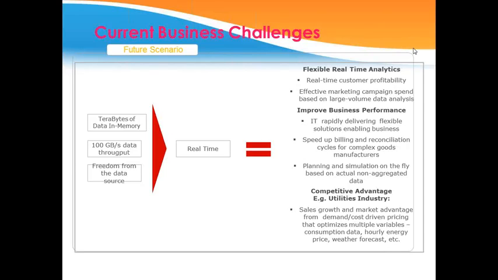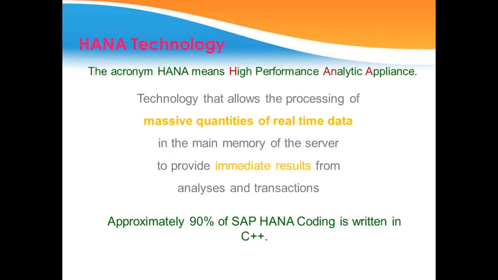So considering all these requirements, SAP came up with a new product called HANA, addressing the issues we have seen in terms of data size, data processing throughput, calculation speed, and supporting different data sources. But there is a lot inside HANA, and how these are achieved, we are going to see now.